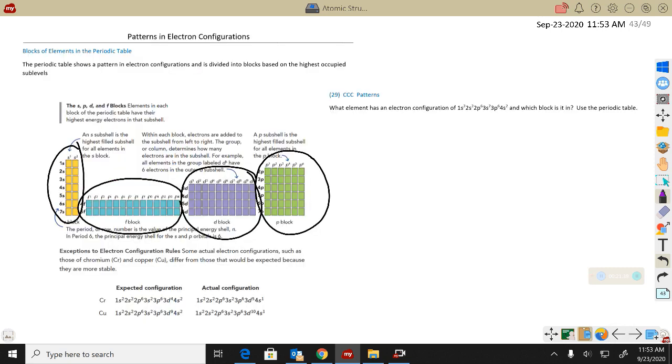Okay, so now if I go back into the chapter, question 29 looks at patterns. The periodic table is just loaded with patterns, this cross-cutting concept. What element has an electron configuration of this? And which block is it in? Use your periodic table. Okay, so a couple options. If you want to identify an element, option number 1 is to look at the very last orbital, 4s2. So I want to know what element ends 4s2.